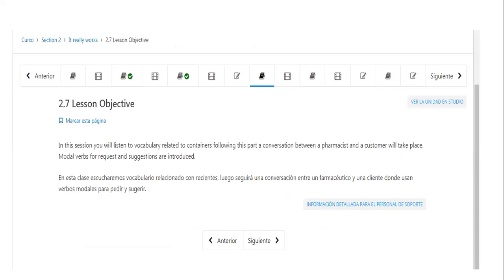So because of the time, for tomorrow, we are going to continue talking about the medicines, and that's for tomorrow that we are going to develop the 2.7 that says that we are going to listen the vocabulary related to containers following this part of the conversation between a pharmacist and a customer, right? So, and then we will continue studying the modal verbs, but this is going to be tomorrow. So I'm going to stop sharing. And I'll send you now to the breakout rooms.